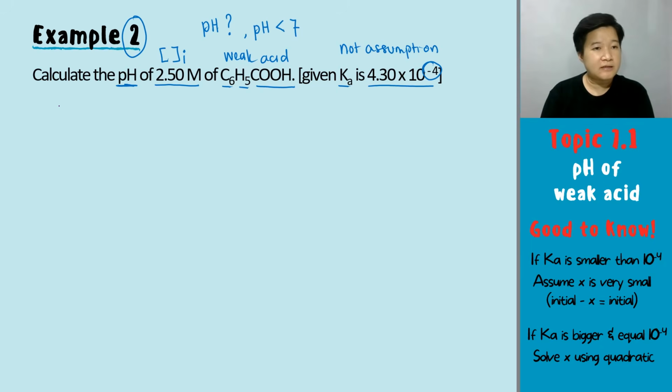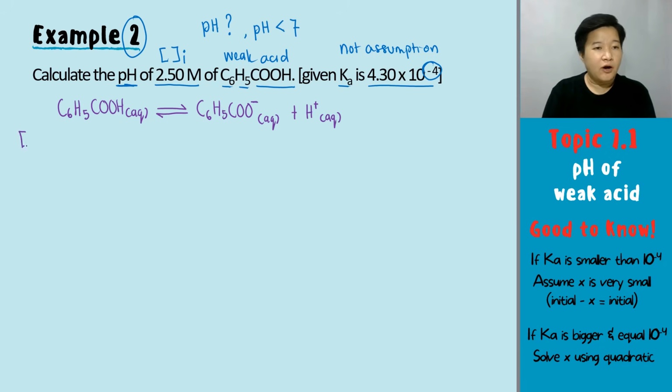Okay? Starting off our solution with the chemical equation of the partial dissociation of your weak acid. So you have your C6H5COOH aqueous that is partially dissociated, that's why it's a reversible arrow, into your conjugate base. So you have your C6H5COO minus aqueous. And definitely the presence of your H plus proton that will show the acidity.